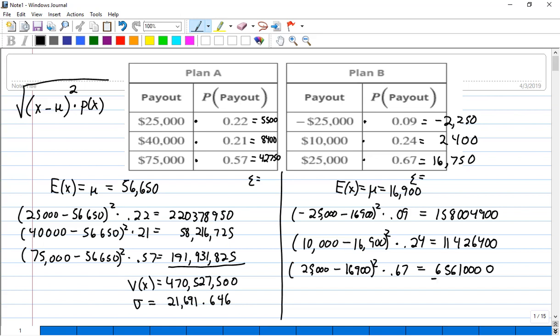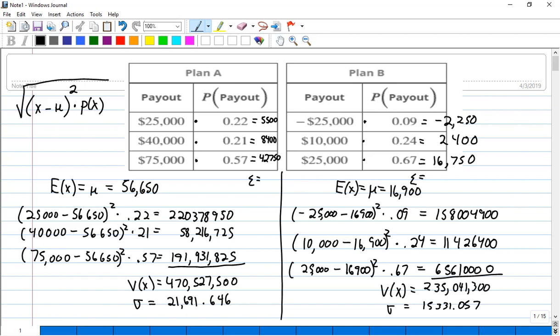All right, so I'm going to sum all these up. 235,041,300. So that again is my variance. So my standard deviation is the square root of my variance. And I get 15,331. If I round that to 3 places, that'll be 0.057.